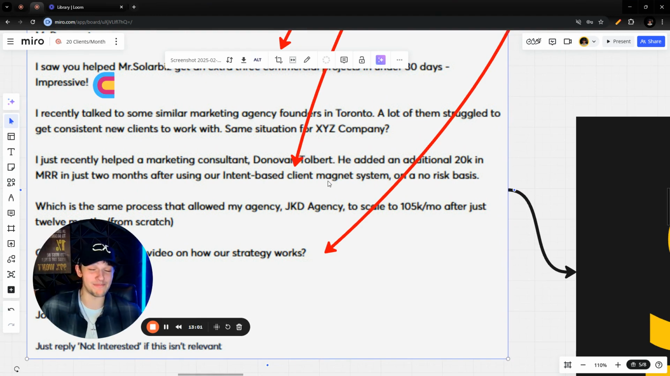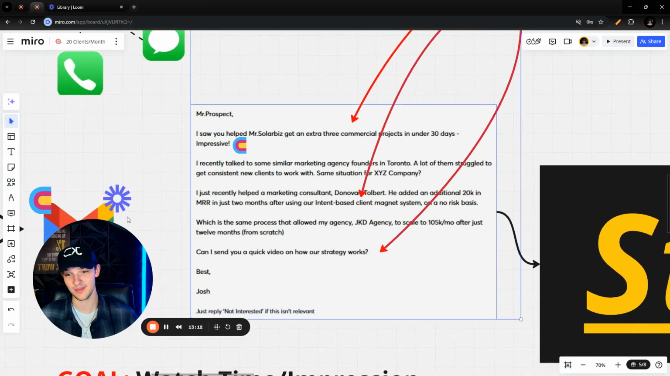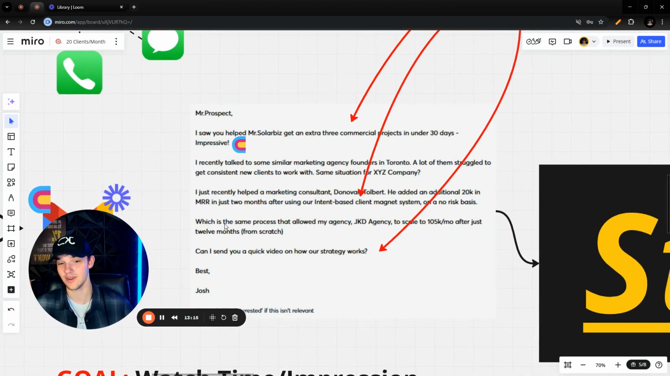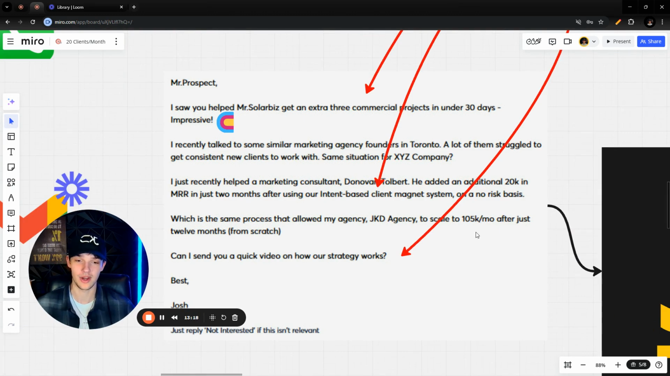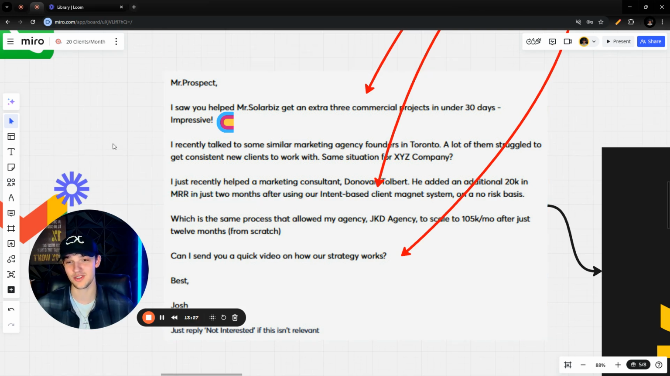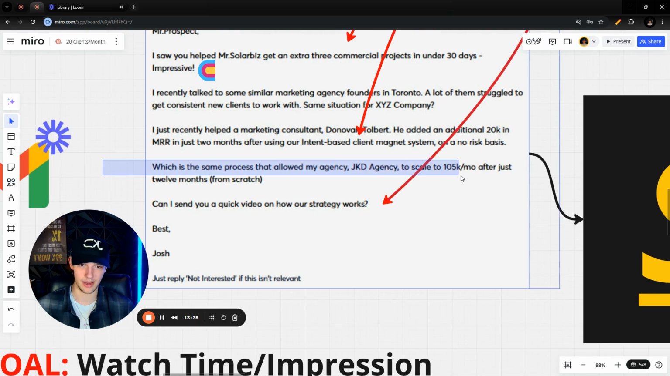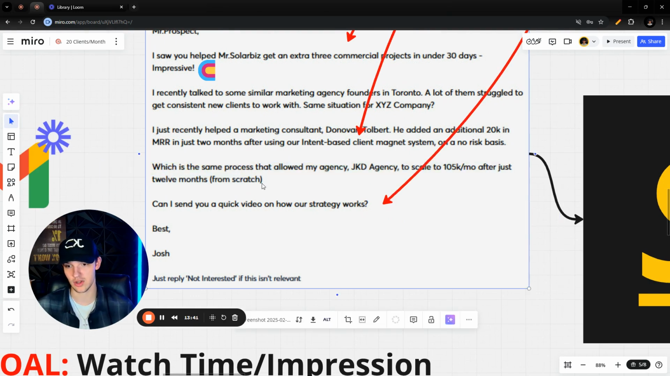Which could mean a million different things, but we're just using something called a unique mechanism, right? So it's very unlikely that the person I'm emailing has heard of an intent-based client magnet system, right? But this is just something random that I made up that has something to do with what we do, but we're not actually disclosing what we do. Because imagine if I said, after using our cold email system, he would just delete it because he's seen that a million times, but he hasn't seen our intent-based client magnet system, and now he's like, oh, I want to know what this thing is, right? Or most people will be like that, right? And the same thing that allowed me to get my agency to 105K in 1 month after just 12 months from scratch, right?